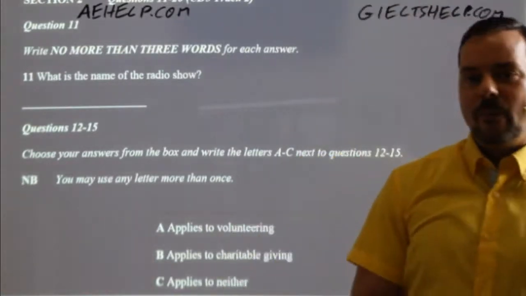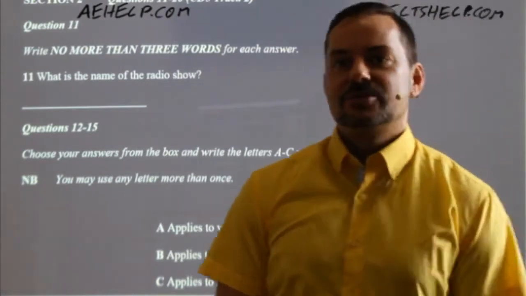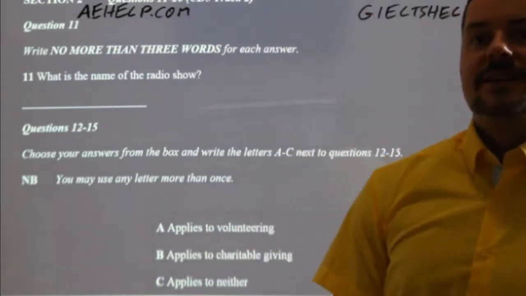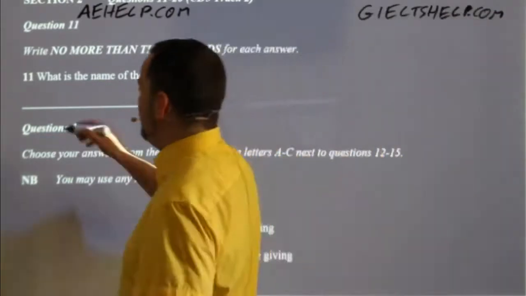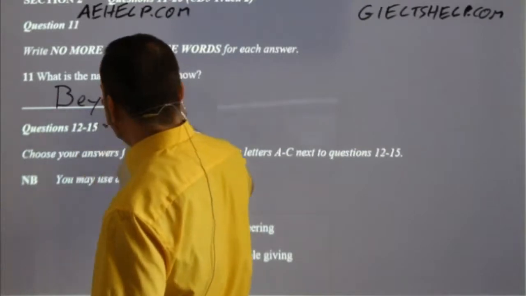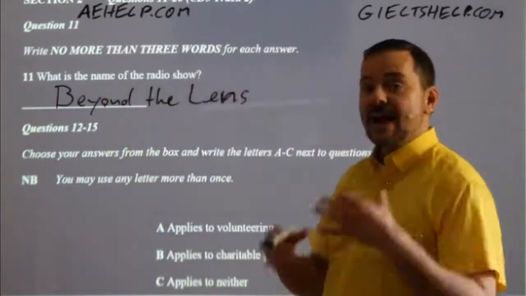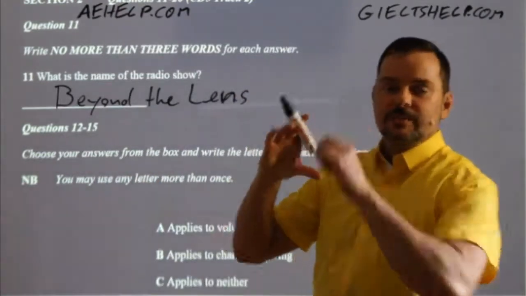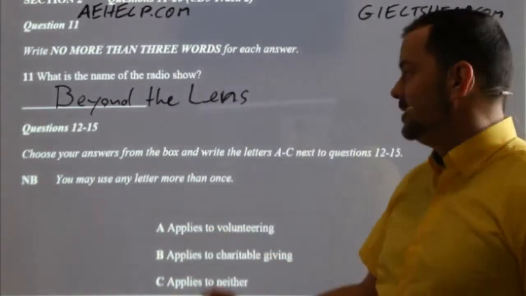Not quite, but almost, Derek. Very close. You got the first two words. Nazir Ahmed says it's beyond the lens. Yeah, it was a little bit of a tough one. It's beyond the lens. Okay, so beyond the camera lens. Obviously here we're talking about the camera lens, and the name of this show is Beyond the Lens.